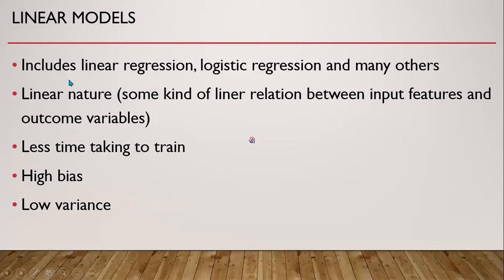First of all, let us see what are the salient features of linear models. These include linear regression, logistic regression, and many other algorithms. They are linear in nature, that is, there is some kind of linear relation between input features and outcome variables. They take less time to train. These algorithms have high bias and low variance.